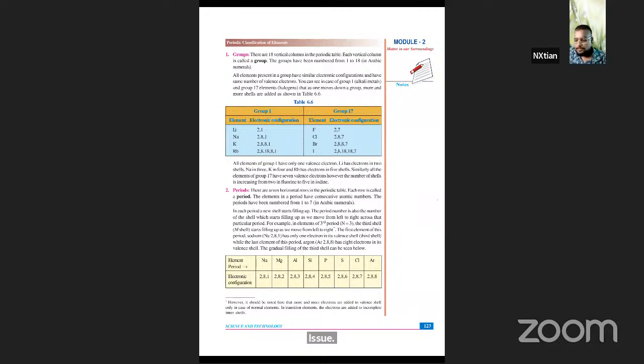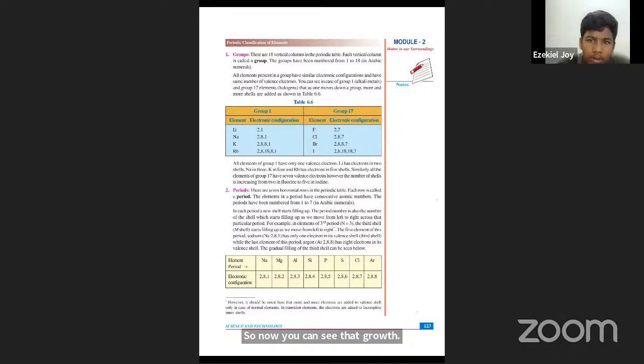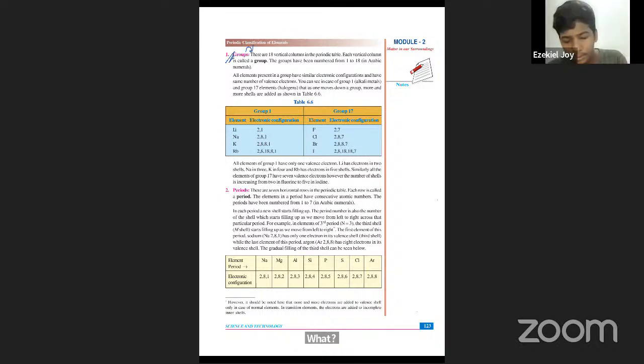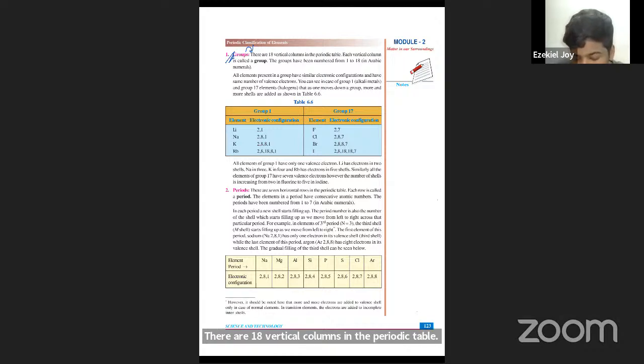So now you can see that group. Can you read this? There are 18 vertical columns in the periodic table. Each vertical column is called a group. The groups have been numbered from 1 to 18 in Arabic numerals. All elements present in a group have similar electronic configurations and the same number of valence electrons. You can see group 1, which are alkali metals, and group 17 elements, which are halogens.